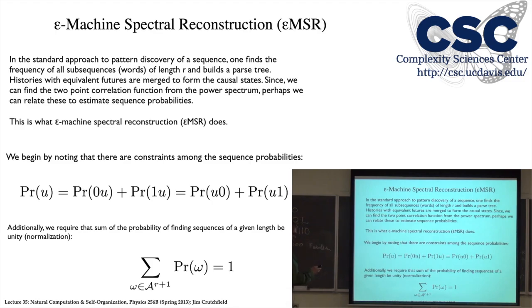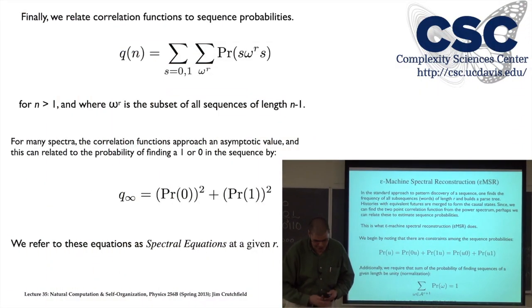So I have access to the correlation functions, but I know that if there's some sequence underlying that I'm trying to reconstruct, the first thing I know is that the sequence has to obey the rules of probability theory. This is just a simple statement of the rules of probability theory. For any sequence U in a binary alphabet, this has to be true. The next thing is that the sum over all sequences of a given length has to equal 1. Probability is normalized.